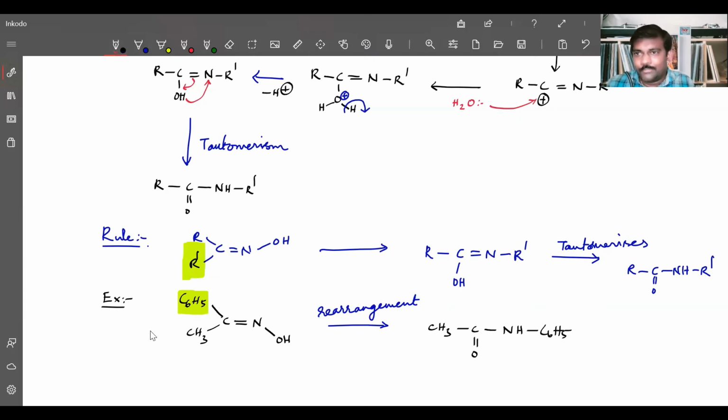So this is Beckmann rearrangement. I hope you got all the points related to this. So hope it will help you out.